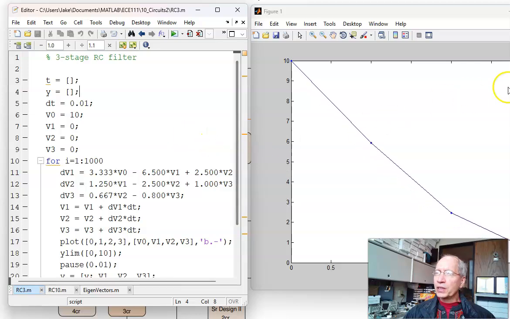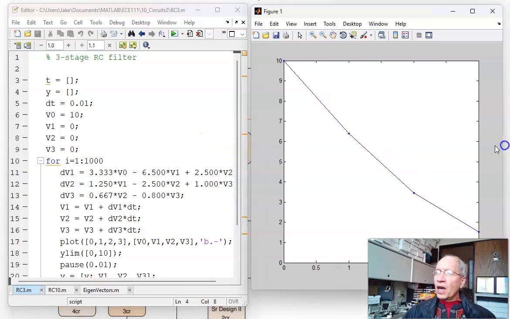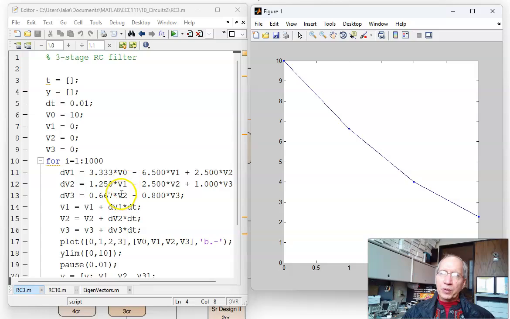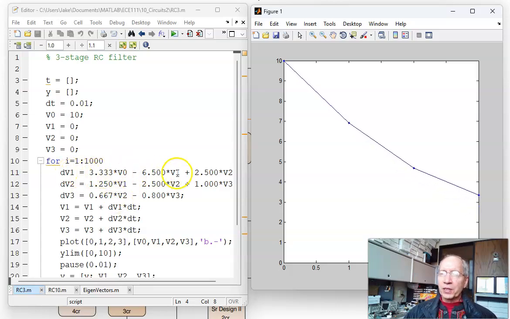This is where we're going to get to at the end of the lecture. I've got three coupled first-order differential equations. This is the change in voltage as a function of the voltages in a circuit. Change in voltage 1, change in voltage 2, change in voltage 3. Using numerical methods, I can find out what the voltage is.